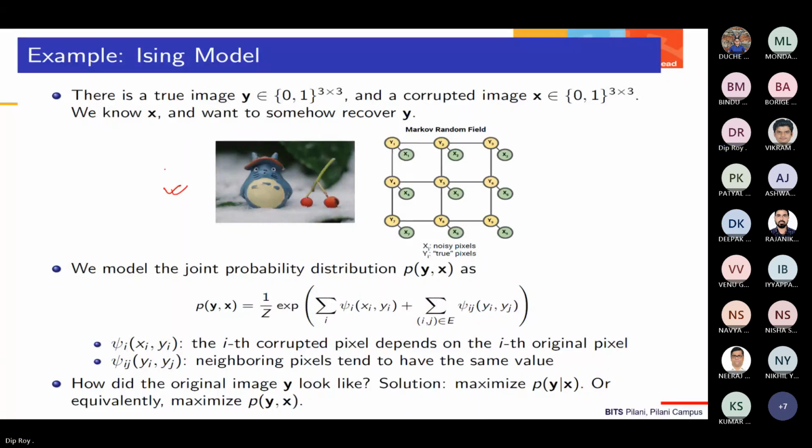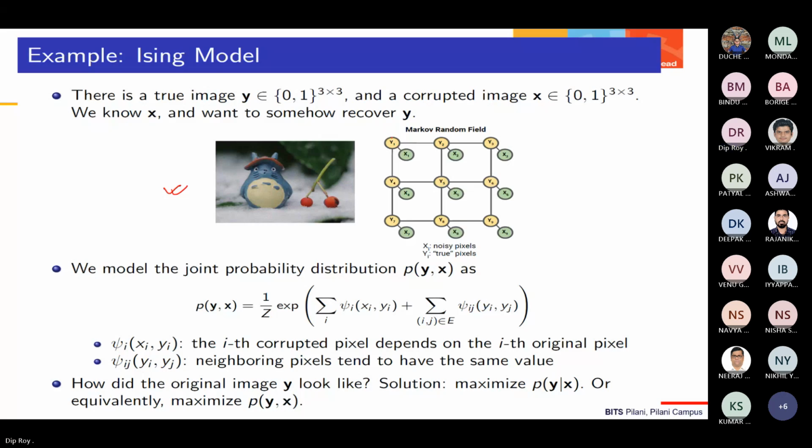This is a very primitive type of model, and so you have a picture here. There is a true image y, which is a binary 3 by 3 image, and a corrupted image x, with values 0 and 1, again binary 3 by 3. We know x and we want to somehow recover y. So the true image is y and the corrupted image is x. We know x and we want to recover y.